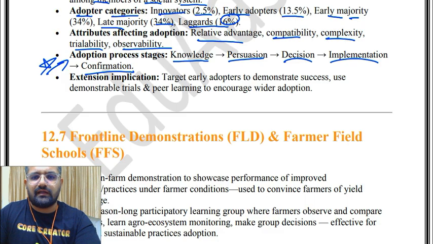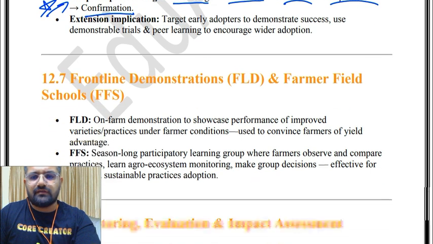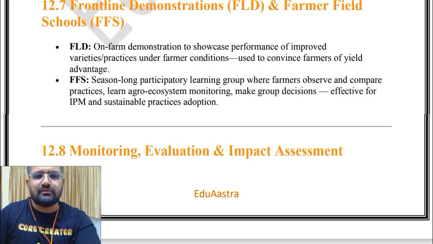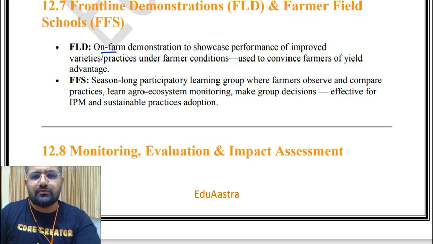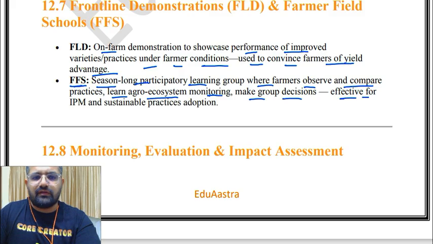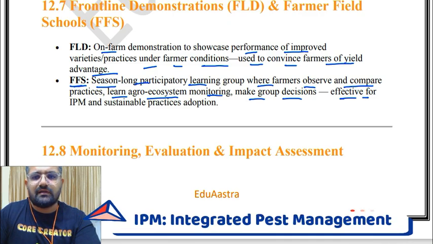Extension implication: target early adopters to demonstrate success, use demonstrable trials and peer learning to encourage wider adoption. Frontline demonstrations, FLD, and farmer field schools. FLD, on-farm demonstration to showcase performance of improved varieties and practices under farmer conditions, used to convince farmers of yield advantage. Then FFS, that is farmer field school, a season-long participatory learning group where farmers observe and compare practices, learn agro-ecosystem monitoring, make group decisions, effective for IPM and sustainable practices adoption.